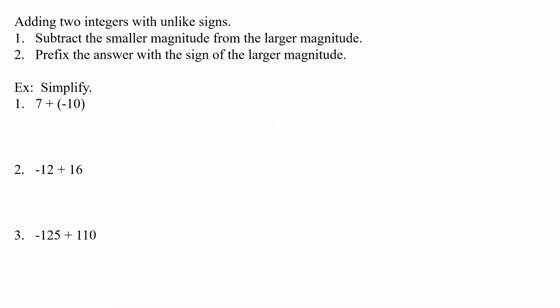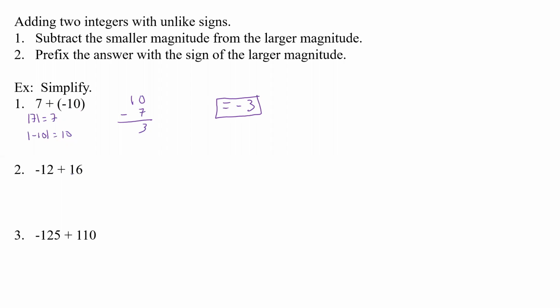And these look to be all opposite signs. We're adding two integers with unlike signs. And so what we're going to do is we're going to think about it. So absolute value of 7 is 7. Absolute value of -10 is 10. So the larger magnitude is 10. So we're going to take 10 minus 7. That gives us a 3. Now the larger magnitude had a negative sign, so our answer is going to be a -3. Okay, so that's how that one will work.